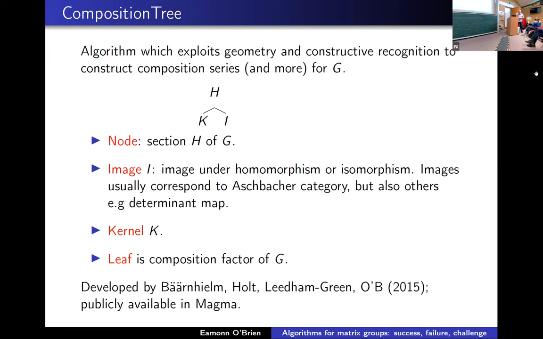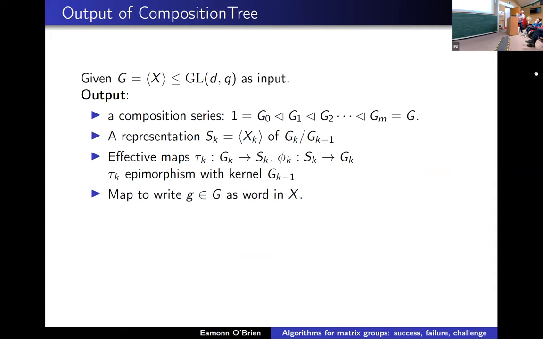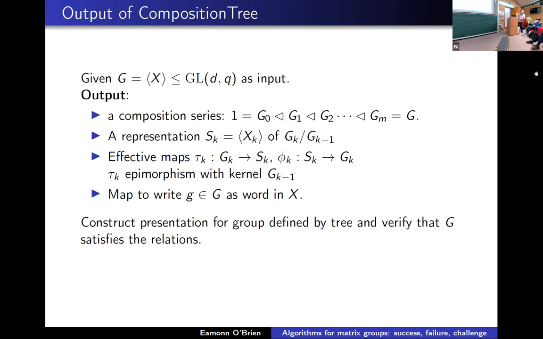What it gives you as output is a composition series. It gives you a representation for each term, for each factor of the composition series. It gives you the maps between them. It allows you to identify kernels. And very critically, it allows you to solve the so-called word problem, if I can use language in that way, to say that we can write an element as a word. Okay. And further, having got presentations for leaves, composition factors, which we have, then if you know kernel and image presentations, it's a very easy exercise, subject to a constructive membership, to get a presentation for the parent node, pull that all the way back up the tree, and to verify that the group which you have on its given generators satisfies a particular presentation.